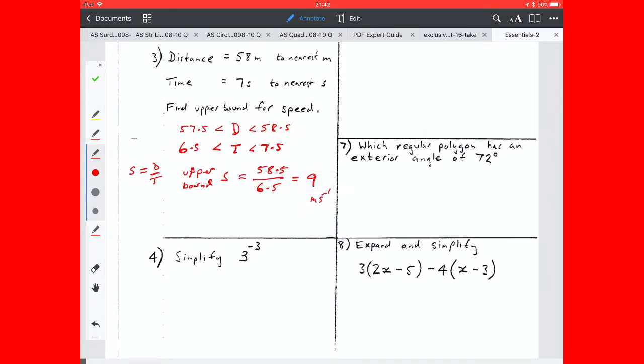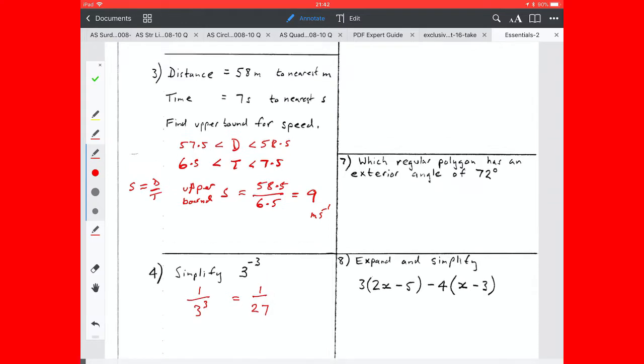Question 4. Simplify 3 to the power minus 3. You need to understand negative powers here. x to the power minus p is 1 over x to the plus p. So 3 to the minus 3 is 1 over 3 to the plus 3. Well, 3 to the plus 3 is just 3 cubed, and 3 cubed is 27. So the answer is 1/27th.